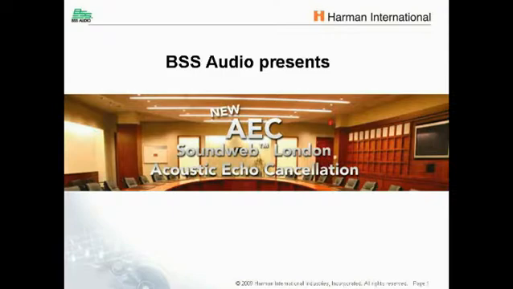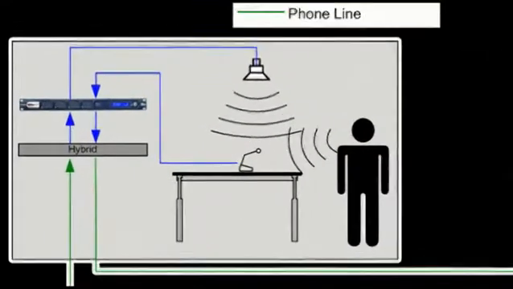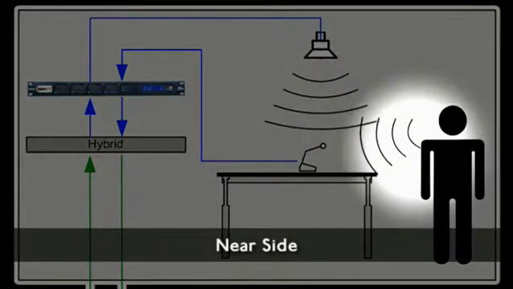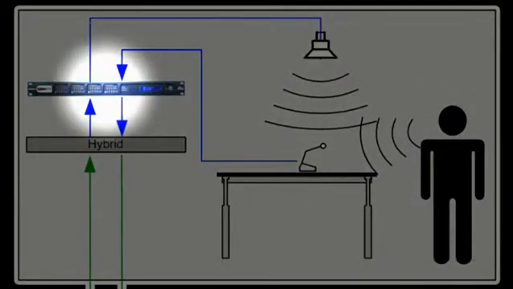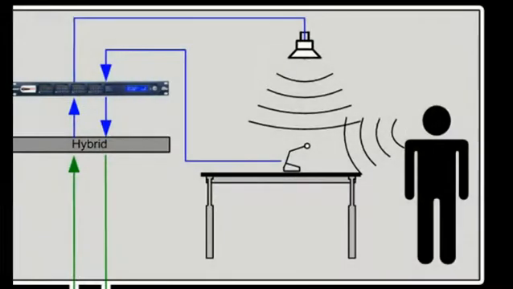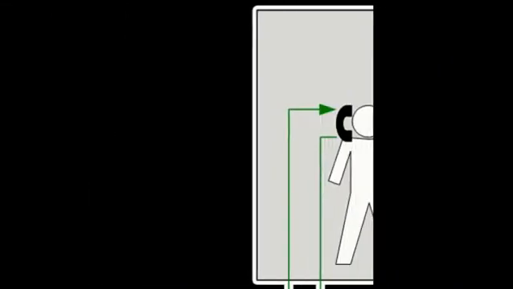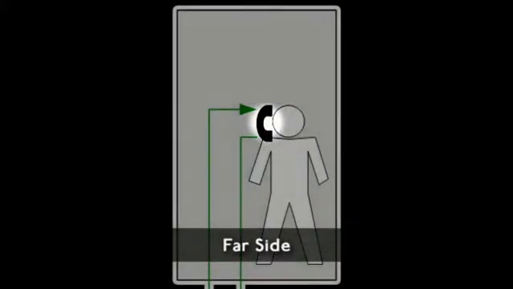But before listening to the performance of the card, let's quickly review the components of a conference call and why AEC is needed in the first place. A basic conference call consists of the near side and the far side. In its simplest form, the near side consists of a near side talker, a microphone, a loudspeaker, a Soundweb London device with an AEC card installed, and a telephone hybrid. In its simplest form, the far side consists of just the far side talker and a phone.